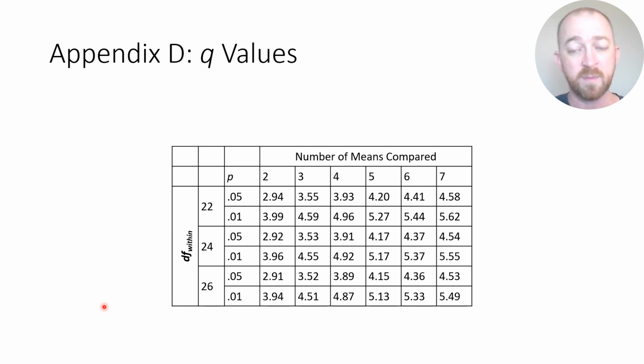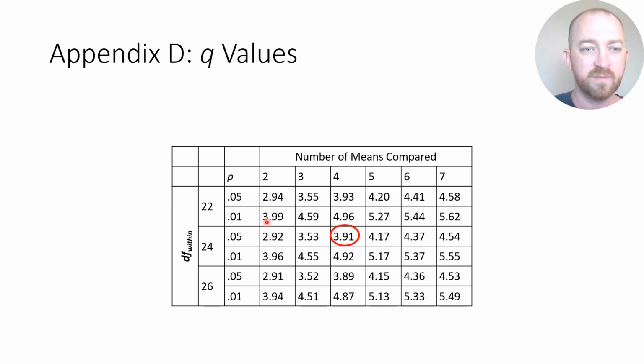And again, if you don't remember the equation, it's N minus 1 minus K minus 1. In this case, N was 28. 28 minus 1 is 27. K was 4 because we had 4 groups. 4 minus 1 is 3. And then, of course, 27 minus 3 is 24. So we have 24 degrees of freedom.